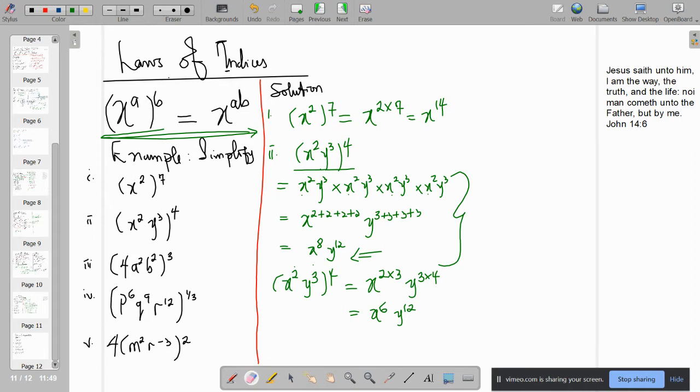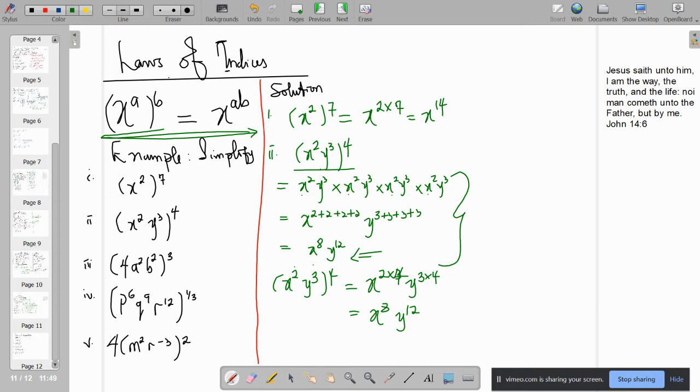Sorry, this one should be x raised to power 8. X raised to power 8, y raised to power 12. Because 2 times 4 is 8, and 3 times 4 is 12.